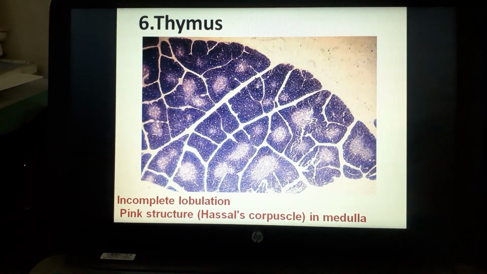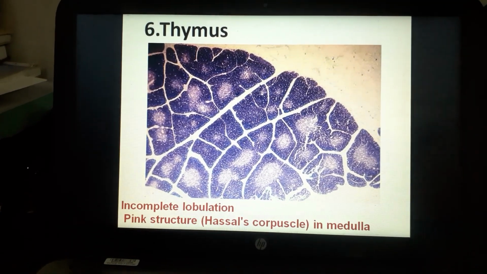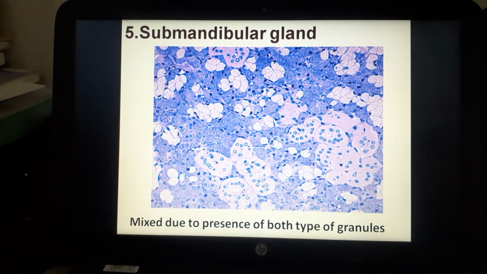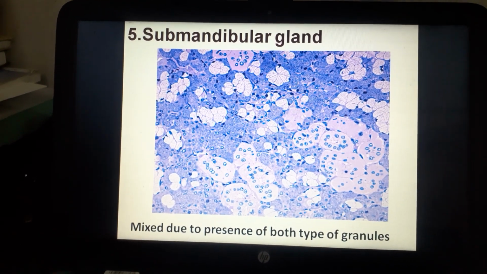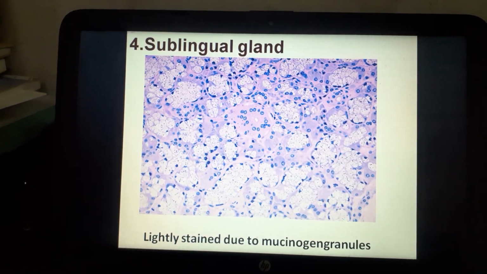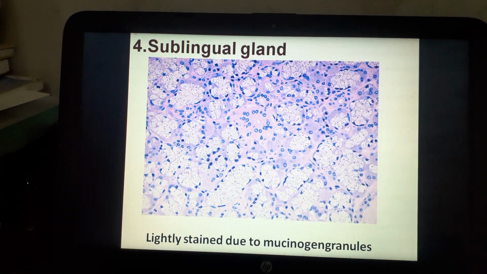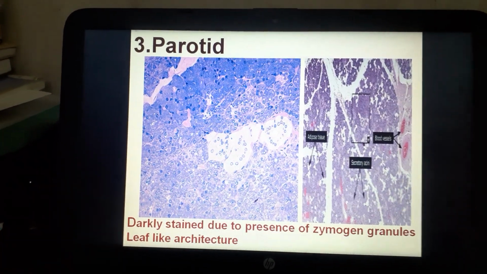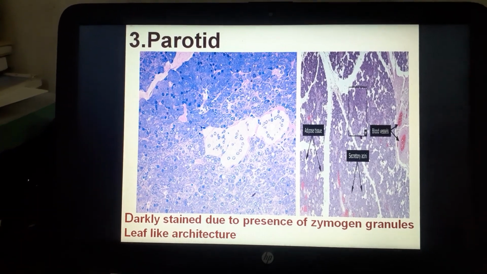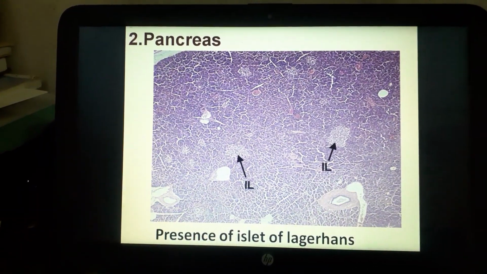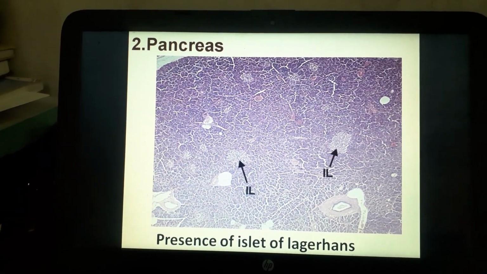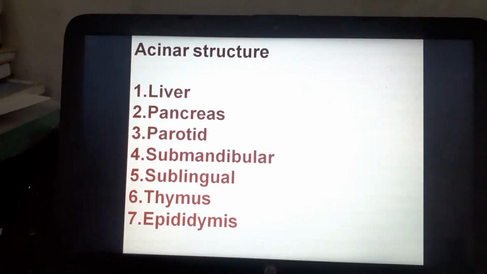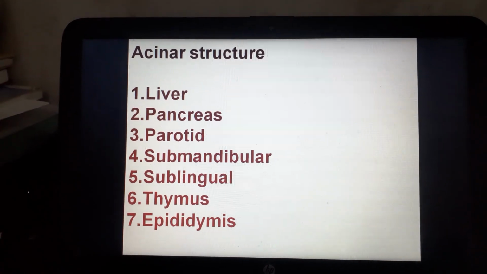Thymus, incomplete lobulation, Hassall's corpuscles. Submandibular, M for mandibular, M for mixed, that is both lightly and darkly stained. Sublingual, lightly stained, L for lingual, L for lightly stained. Parotid, due to the zymogen, darkly stained, and the pancreas, islet of Langerhans. Liver, central vein with the radiating cells. All these are acinar structure.